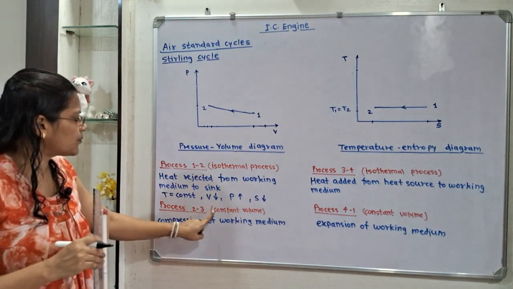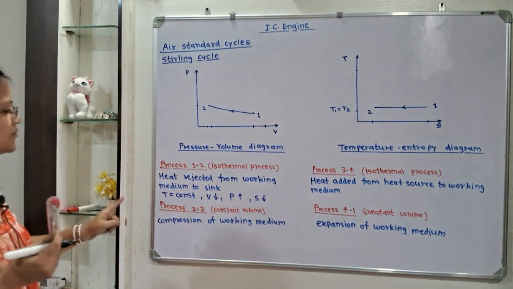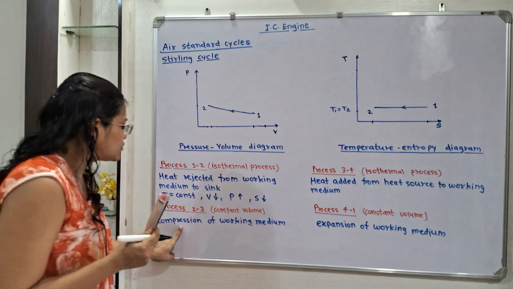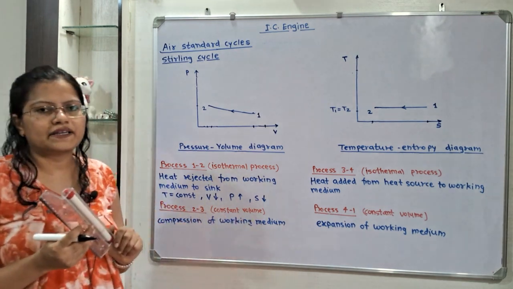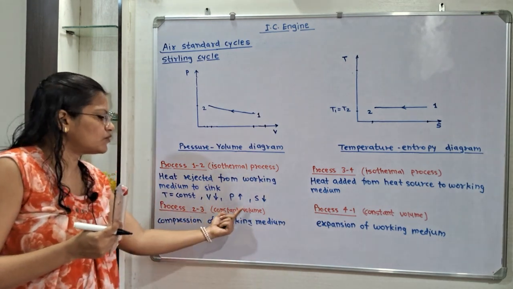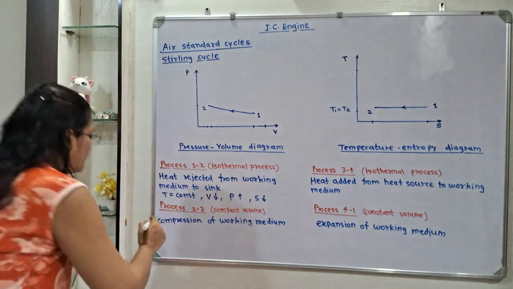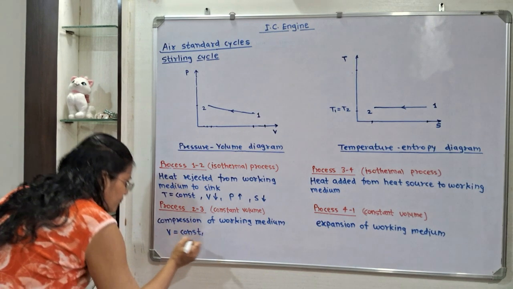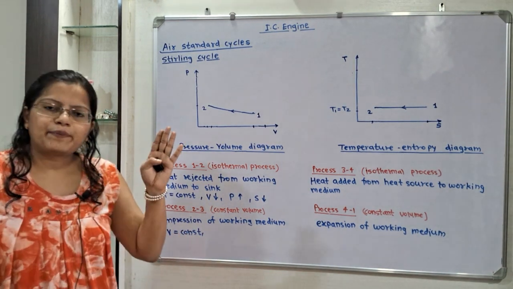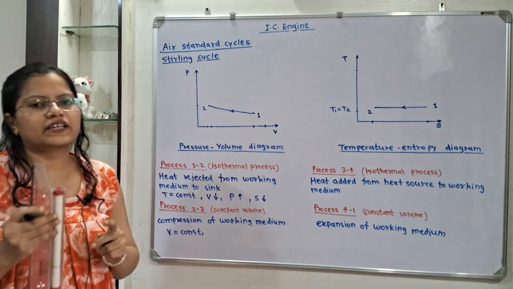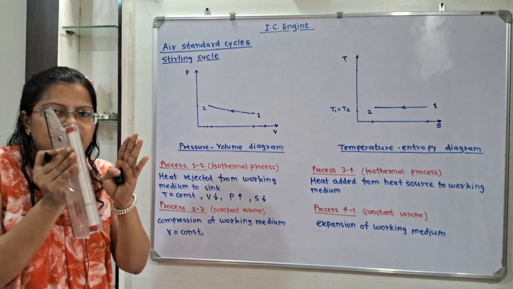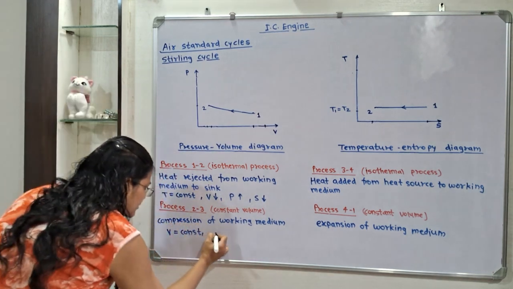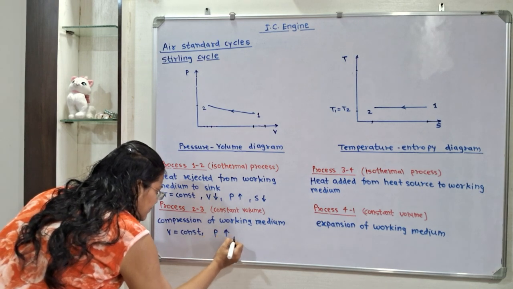Now, we will move to the process 2 to 3. This process is at constant volume. During this process, there is compression of the working medium. This is important. First, we will write that the volume will remain constant. Now, what is happening during the compression of the working medium? When the air is getting compressed, its pressure is getting increased. So, we have to show increase in pressure.